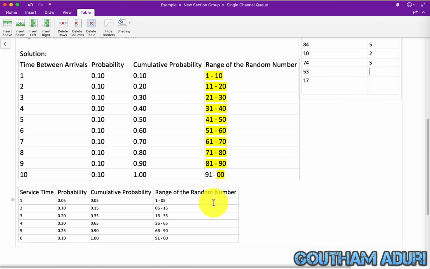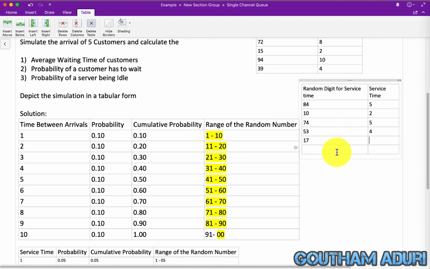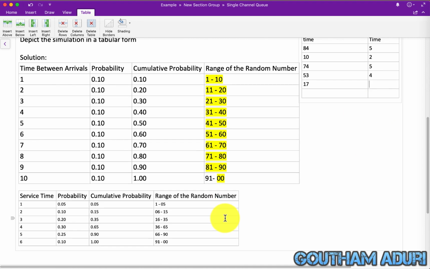And 53. 53 lies in 36 to 65. It's 4 minutes. Just you have to refer this table and add these columns in the other table, the random digits where it's coming, and just get the service time. 17, it's in the range of 16 to 35, it's 3.